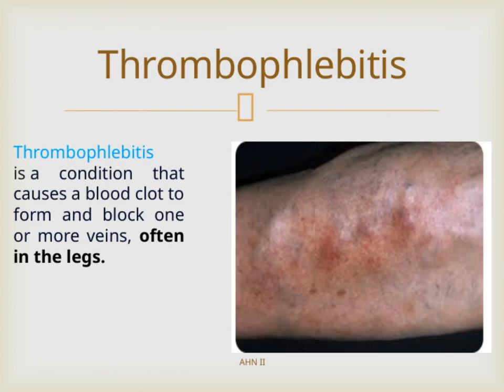Thrombophlebitis is a condition where a blood clot forms inside a vein, causing it to become inflamed and blocked. Often, this occurs in the legs, which are a common site due to the increased pressure and blood flow in those veins. It's important to understand that this condition can be uncomfortable and may lead to more serious complications if not properly managed. Recognizing the signs early and knowing the risk factors can help in preventing more severe issues.